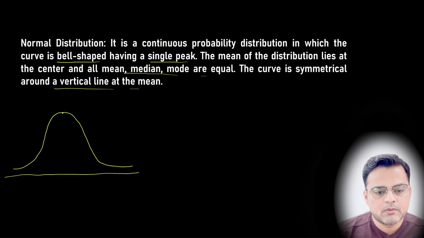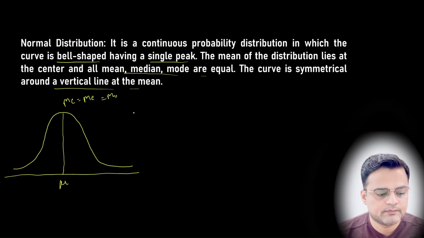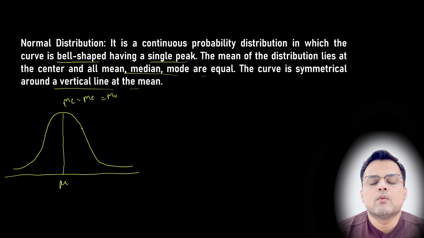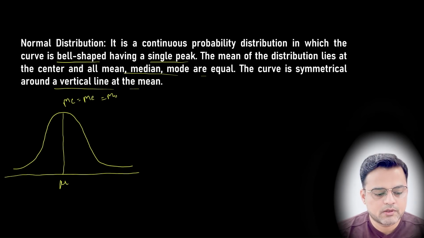This is a normal distribution. Somewhere over here will be the mean. So in this case, mean is equal to median is equal to mode. And most of the natural phenomena in our nature also follow normal distribution. For example, height, weight, everything follows a normal distribution.